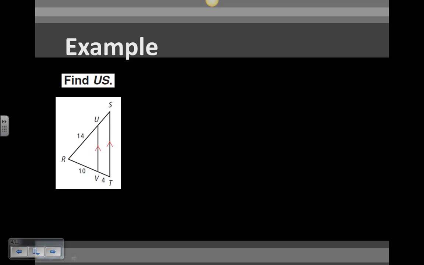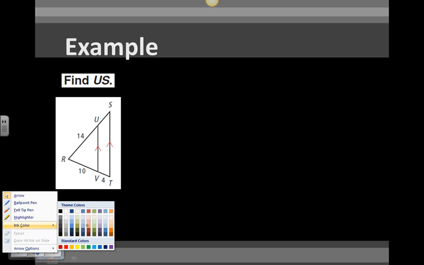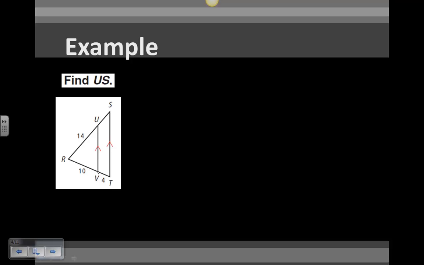So here's a problem we can try. We're asked to find the value of US. If we look here, we see that VU is parallel to ST. So using the triangle proportionality theorem, we can say that RV is to VT, just as RU is to US. The only value that we do not know is US. RV is 10, VT is 4, RU is 14, and US is the value we don't know.